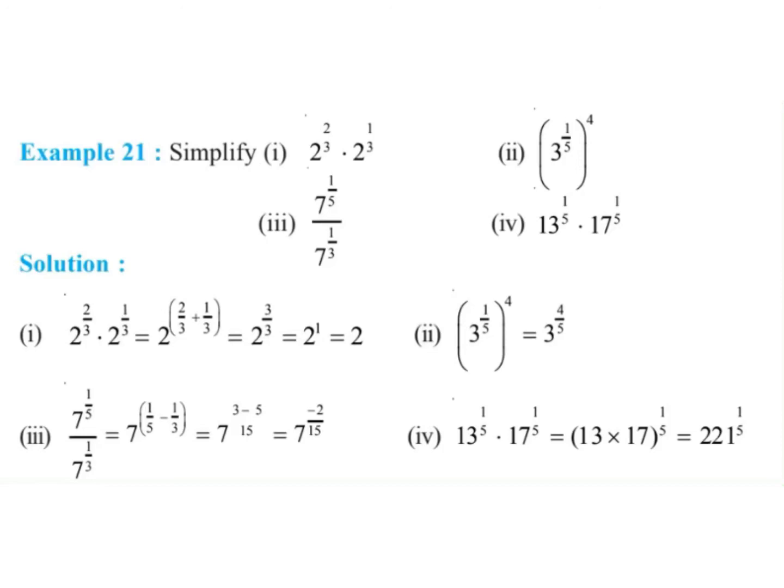Now the last one is 13 raised to 1 by 5 into 17 raised to 1 by 5. Here the powers are same but numbers are different. So what you have to do? Just multiply the numbers and apply the power. That is 13 into 17 the whole raised to 1 by 5, that is equal to 221 raised to 1 by 5. So with this we conclude our chapter.